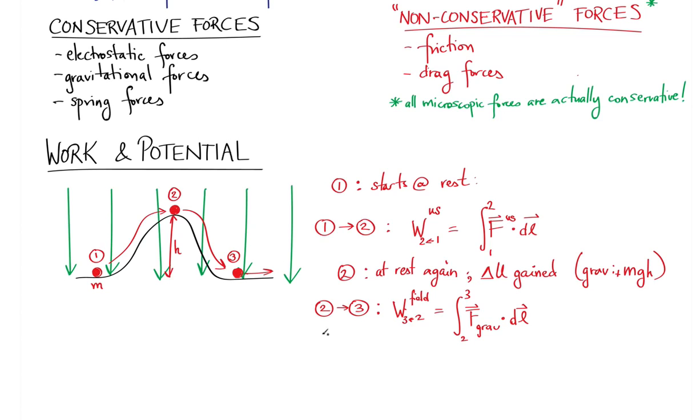So at the bottom of the hill, in situation 3, it now has some kinetic energy. But now it has lost potential energy.